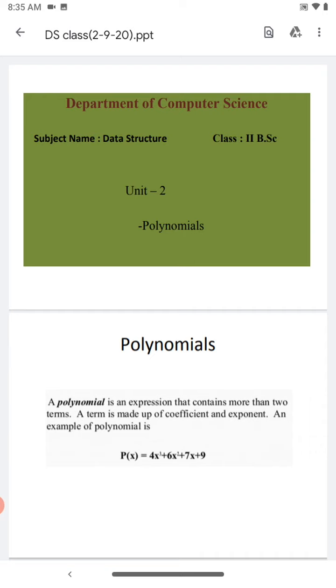In this class, we are going to discuss polynomials. In the first unit itself, we already discussed polynomials. So the difference between Unit 1 polynomials and Unit 2 polynomials is that in Unit 1, the polynomial equation representation uses arrays, but in Unit 2, the polynomial representation uses a linked list. That's the difference. Okay.